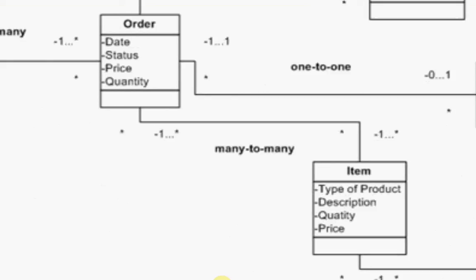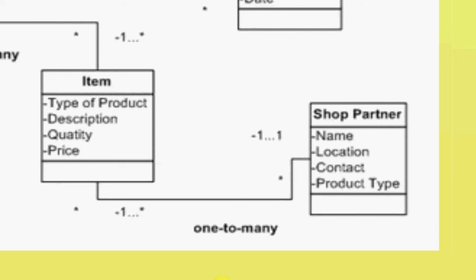In this relationship we have a many-to-many cardinality that's going to affect our relational model in a way that we're going to explain later. And finally, the relationship between the item and the shop partner.